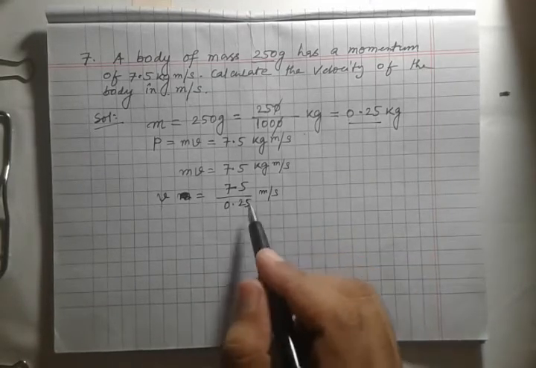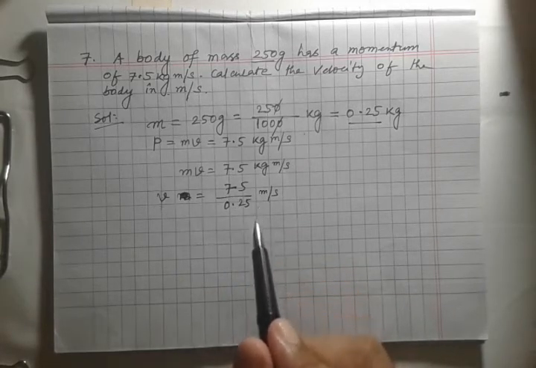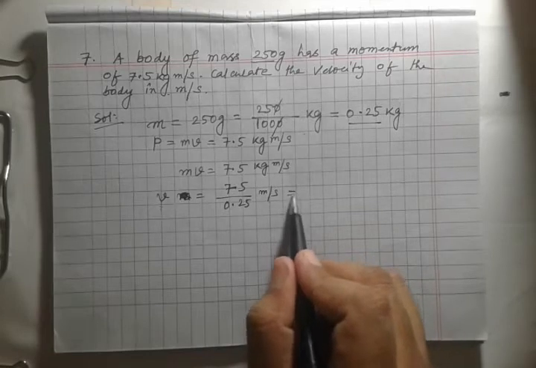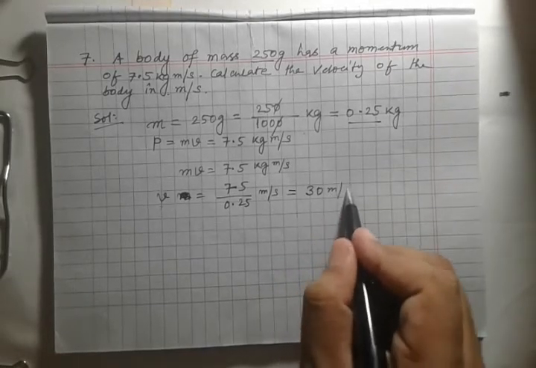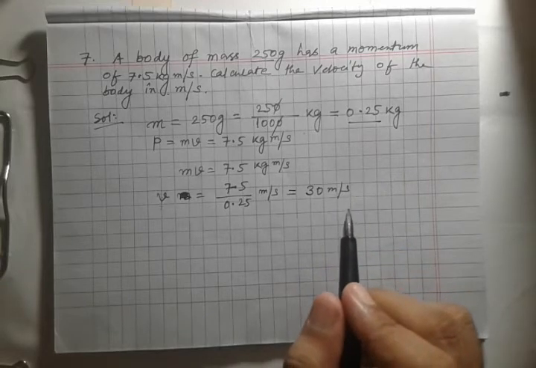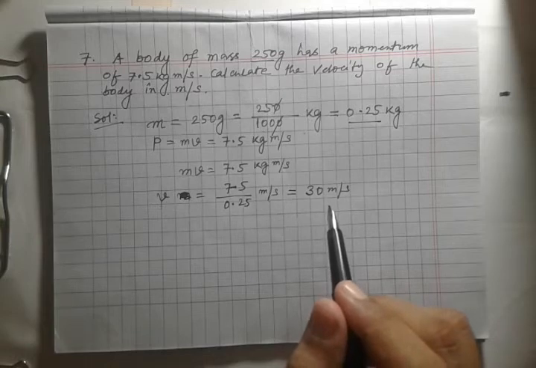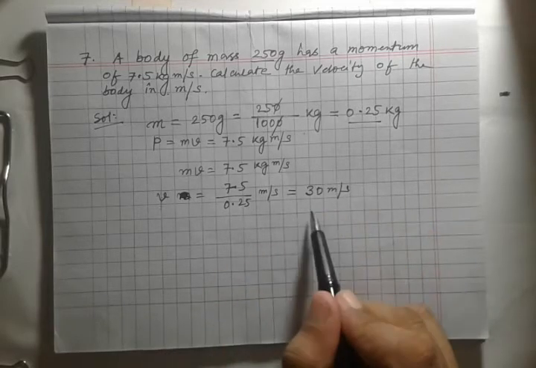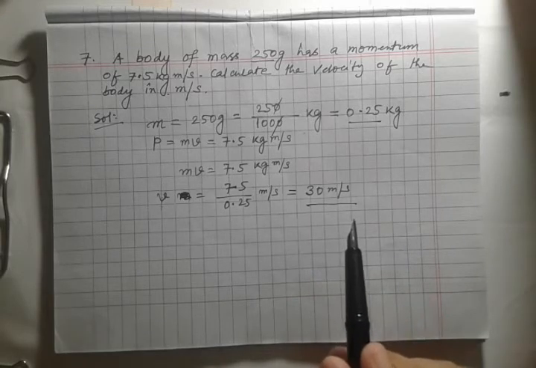So kg will get cancelled, it will be meter per second. So 7.5 divided by 0.25. So we'll get how much? 30 meter per second. Okay, so you can check the answer. So the answer is also 30 meter per second given here. Okay, so now this is the answer for question number 7. Okay, now we go to question number 8.